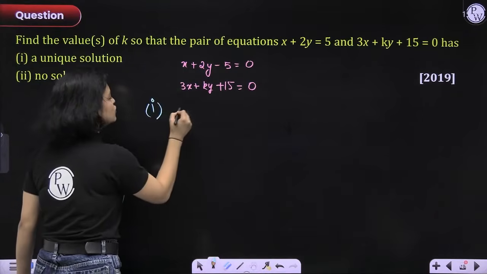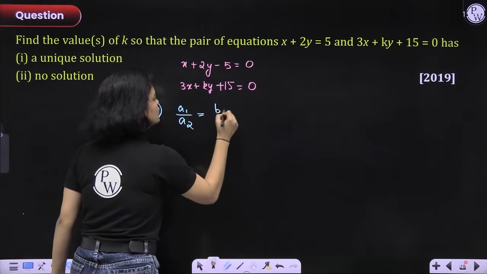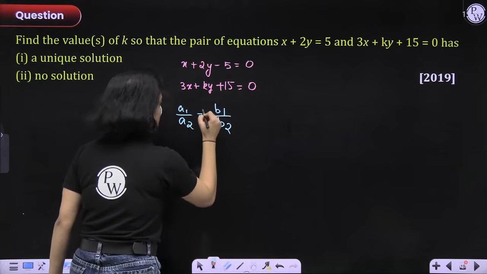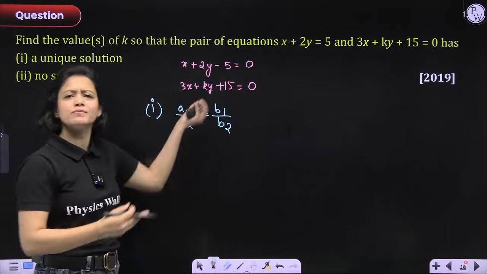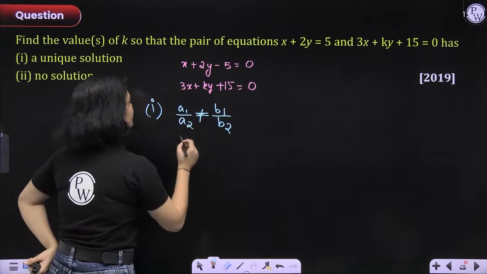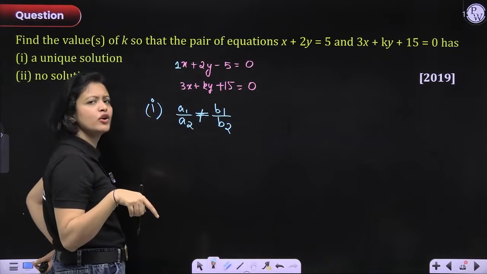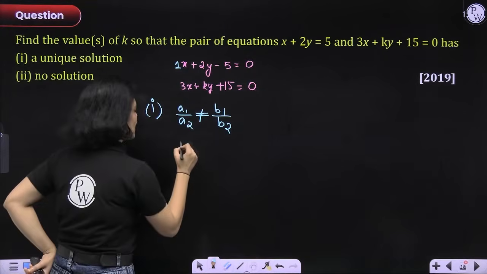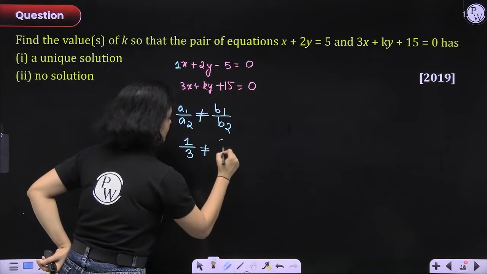So for unique solution, we just need to see that a1 by a2 should not be equals to b1 by b2. This should not be there, right? So all you need to do is plug in all the values here and figure out the value of k. Okay, chalo. So the value of a1 is what? 1, right? Whenever there's no coefficient of a variable, that means coefficient is 1. Okay, so 1 over 3 should not be equals to 2 over k.